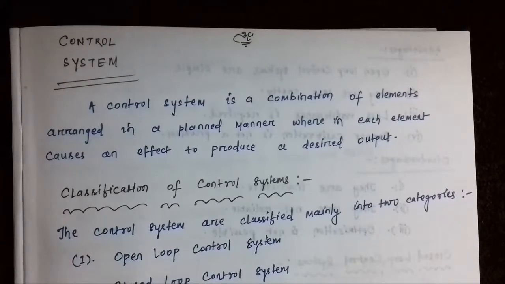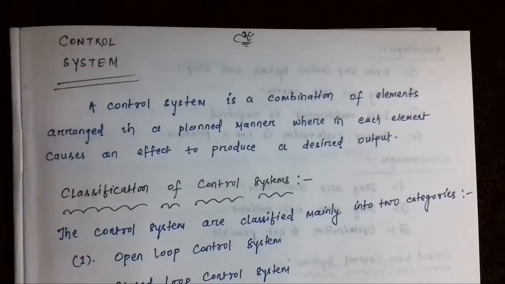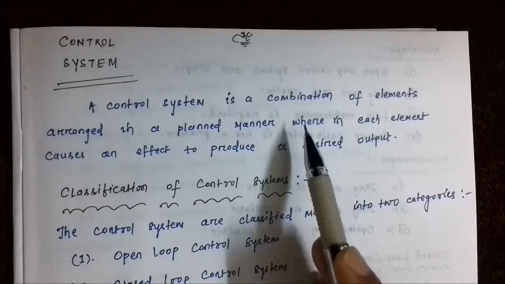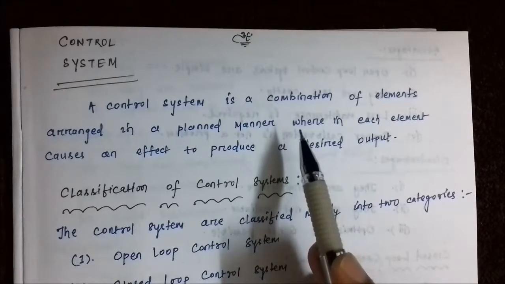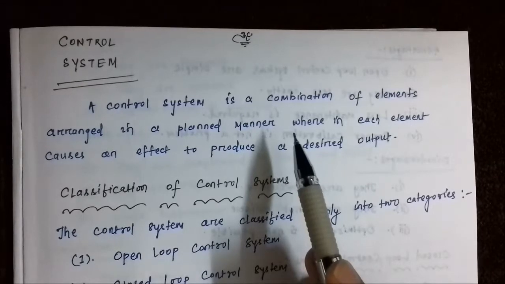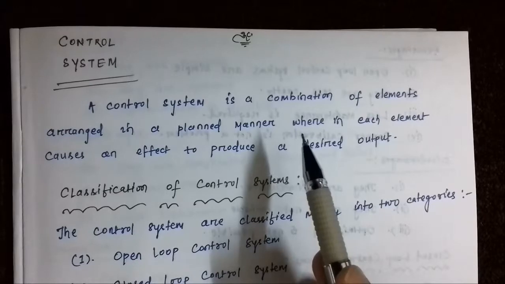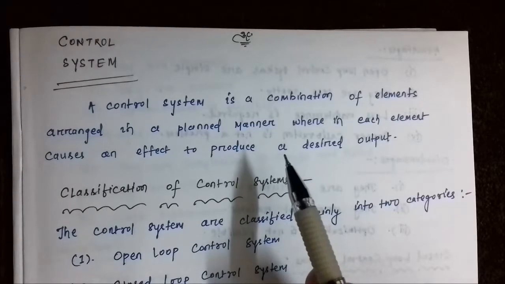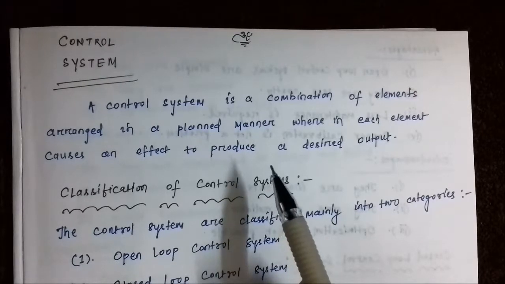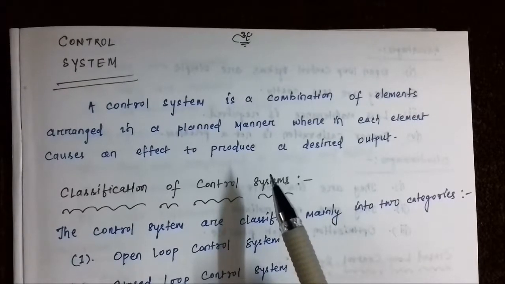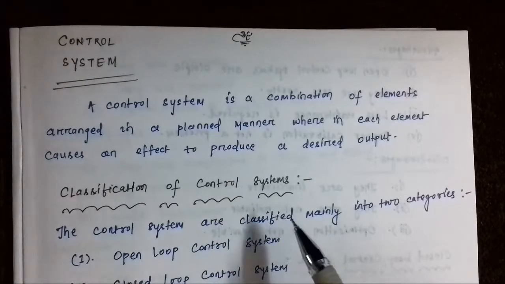Now let us first try to understand what a control system is, what its basic definition is. A control system is a collection of elements which are arranged and connected in a proper and planned way, where each and every element associated with the control system has its own effect, has its own impact, and it manipulates the process to produce an output which is desired by us. So each element or each block has its own effect which produces the desired output.